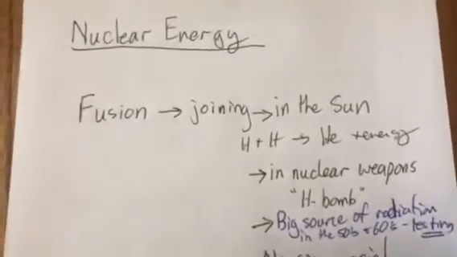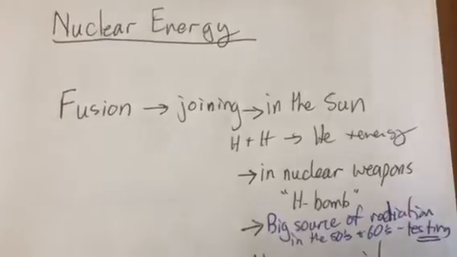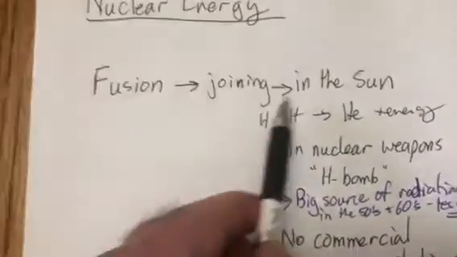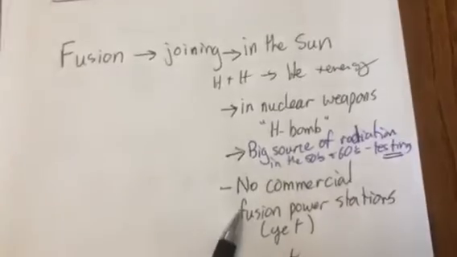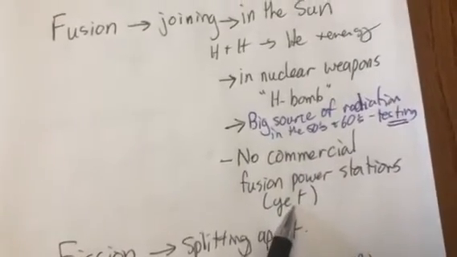Finally, nuclear energy. Here is the really quick version. It's going on in the sun. That's fusion, when things join together. Hydrogen plus hydrogen make helium and a bunch of energy. It's also used in nuclear weapons, modern, if you can call it that. The H-bomb, the hydrogen bomb, it's the same thing. We don't know how to control it. So because we can't control it, there's no commercial power stations, not yet anyway.